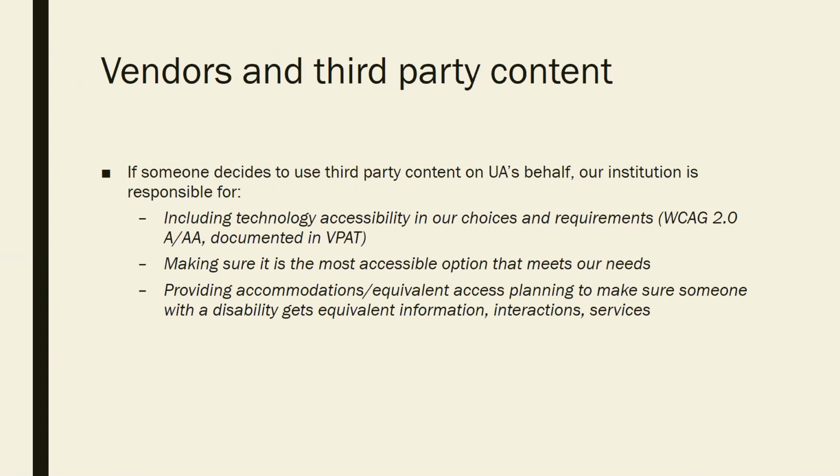So we would include that in our criteria for what we're looking for, with that conformance documented in a voluntary product accessibility template, or VPAT. I'll talk a little bit more about that in a moment. Additionally, when we do have a choice between technologies, we are responsible for choosing the most accessible option that meets our needs. Finally, we're responsible for providing accommodations or equivalent access planning to make sure someone with a disability using the technology gets equivalent information, interactions, and services as someone without a disability.